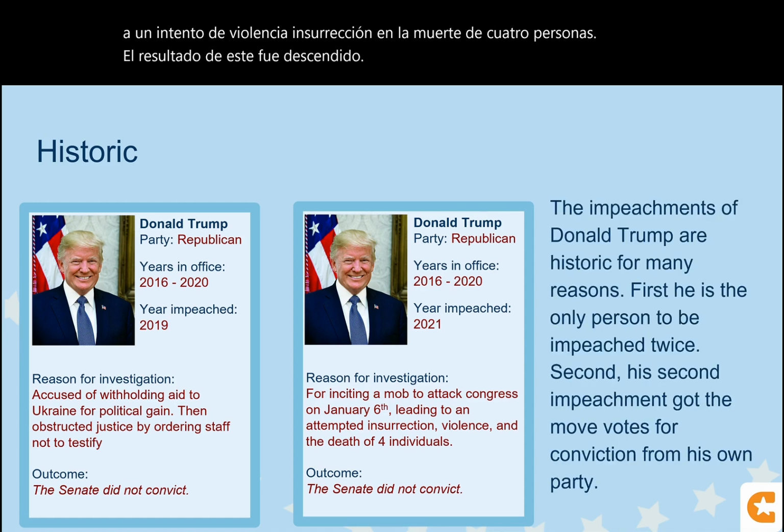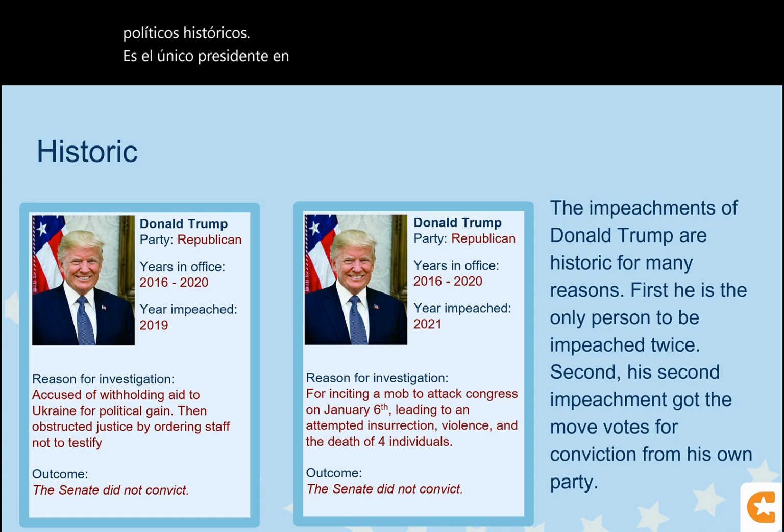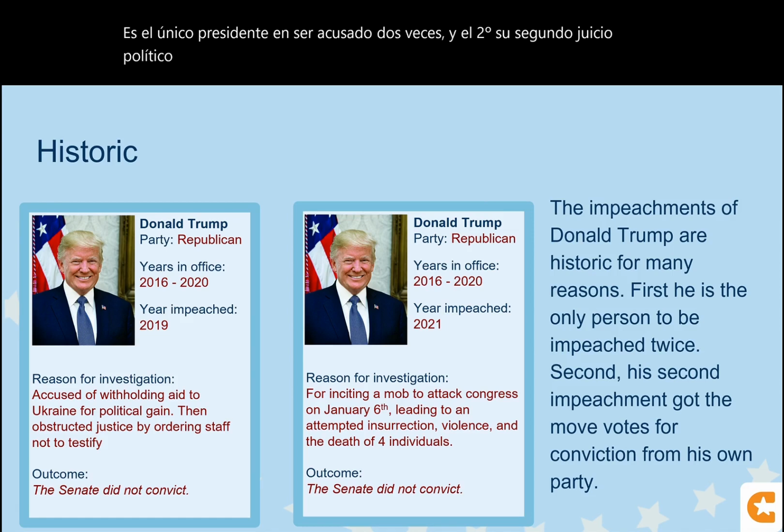But these are historic impeachments. He is the only president to ever be impeached twice. And second, his second impeachment got more votes for conviction from his own party. He was very close to being convicted, actually.